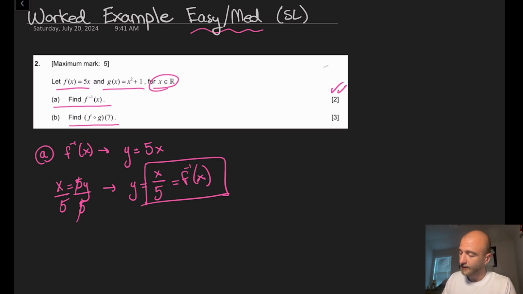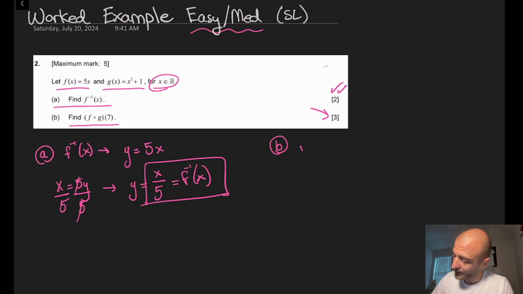Checkmate. For part B, let's do it over here. We need to first find the composite of f of g of x, then evaluate it at 7. That's what that notation is saying. So we notice this is worth 3 points. It probably is going to take one extra step from the inverse one, but not too bad.